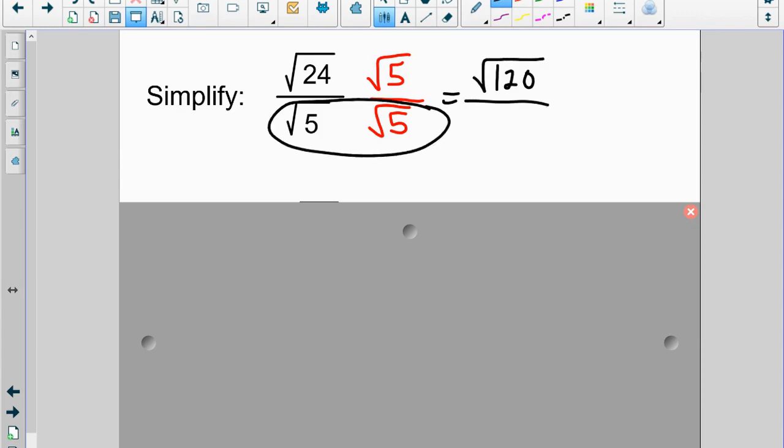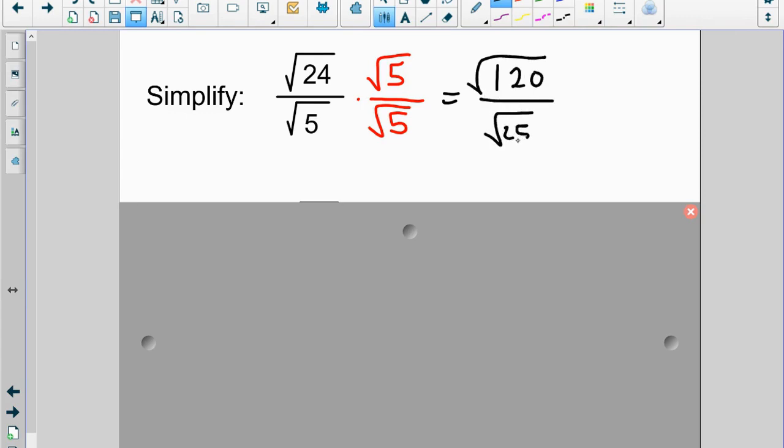On the bottom, I have square root of 5 times square root of 5. That's the square root of 25. And the square root of 25 is just 5. So let's actually go ahead and change that. 5. All right, so now it looks like we might be done, except 120 is a pretty big number.